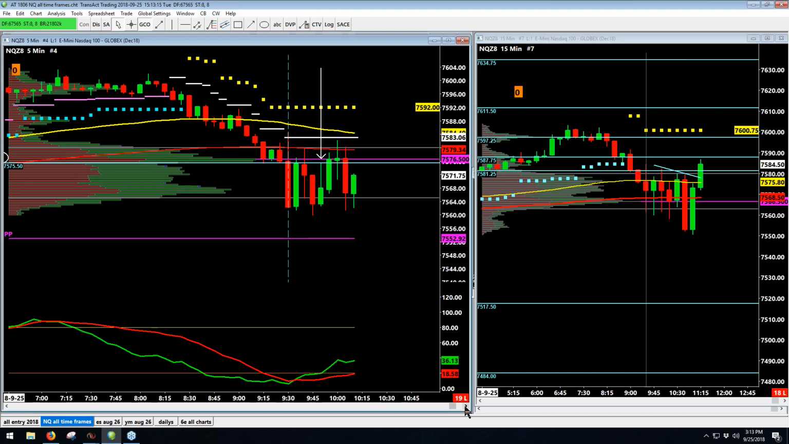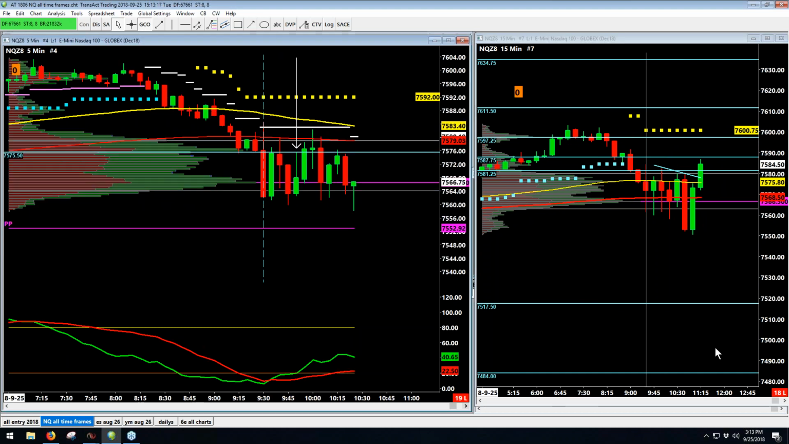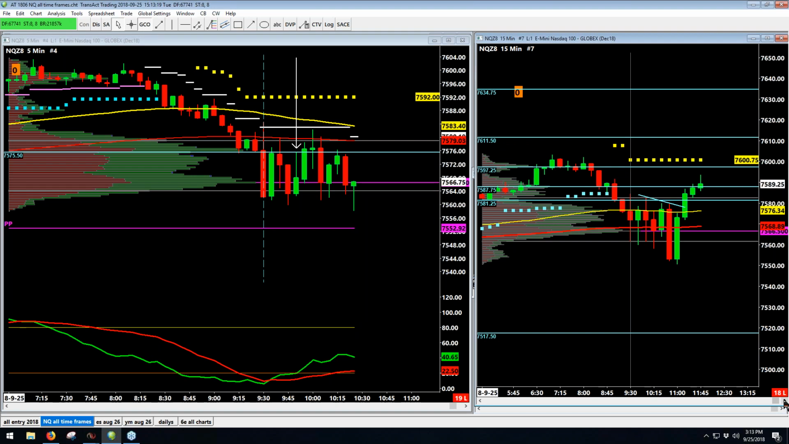So obviously we're sideways, right? If you get another topping tail or bottoming tail, as long as you've got room up to resistance or down to support, then you can take it. And like I said, you can look at it on a 30 minute, a 60 minute, etc.